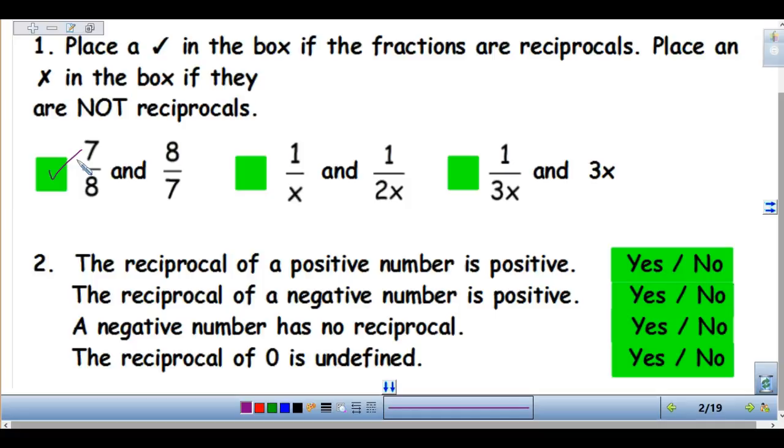Yes or no? Do they flip? No, there's just a 2 added, so that would be an x. Do those two flip? Yeah, because technically there is a 1 under there, so that is a check mark. Perfect.